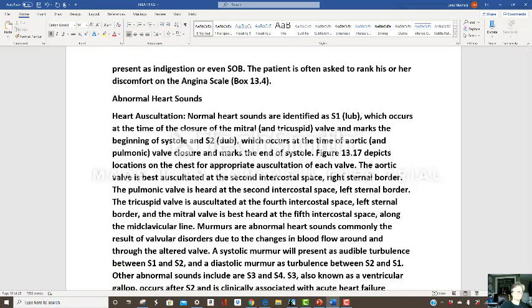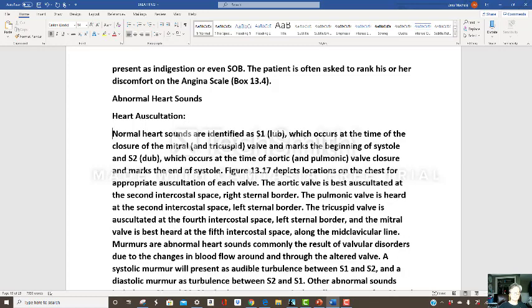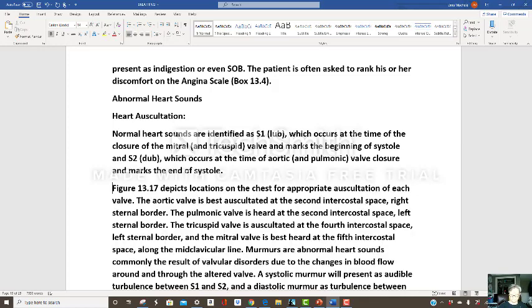Box 13.4. Abnormal heart sounds. Heart auscultation. Normal heart sounds are identified as S1, lub, which occurs at the time of the closure of the mitral and tricuspid valve and marks the beginning of systole, and S2, dub, which occurs at the time of aortic and pulmonic valve closure and marks the end of systole.